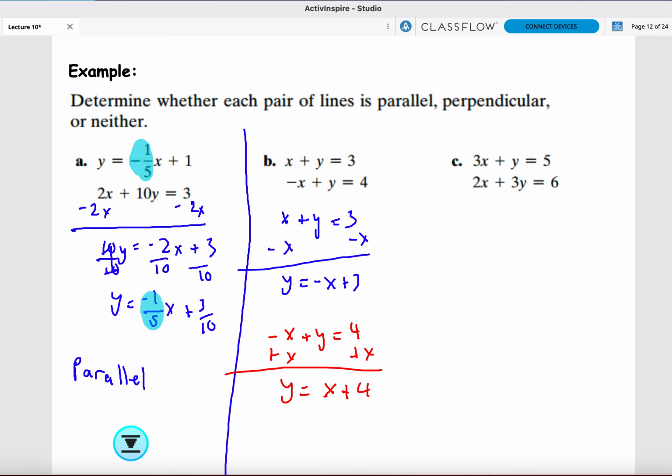Notice how the m is right next to x. This is a negative 1 and this is a positive 1. They're opposite. They're opposite reciprocals, right? Negative 1 and 1. If you flip it, because remember, negative 1 over 1, when you flip it, it becomes 1 over negative 1. But we want the opposite, which is a positive 1. So these are opposite reciprocals. So since they're opposite reciprocals, they are perpendicular.